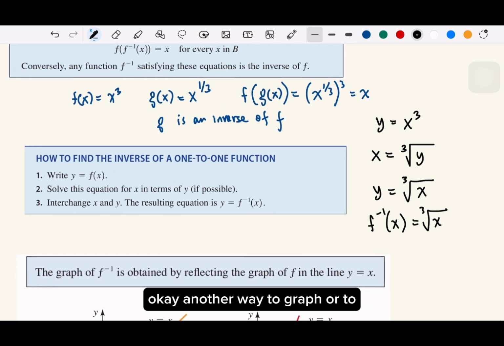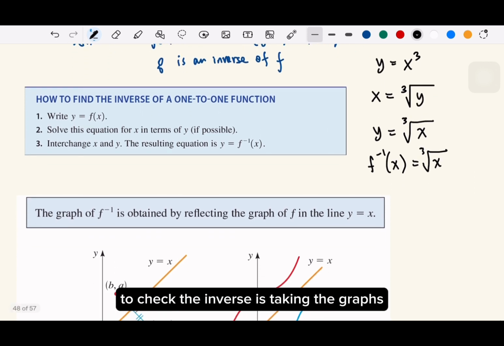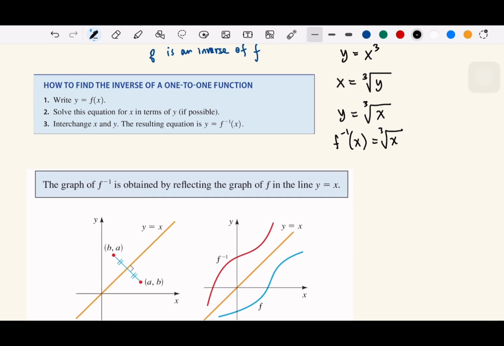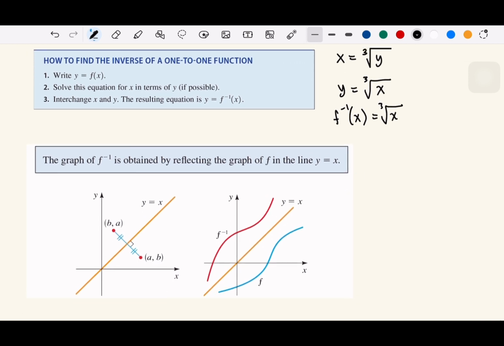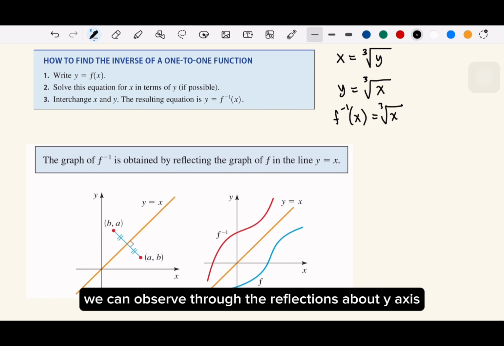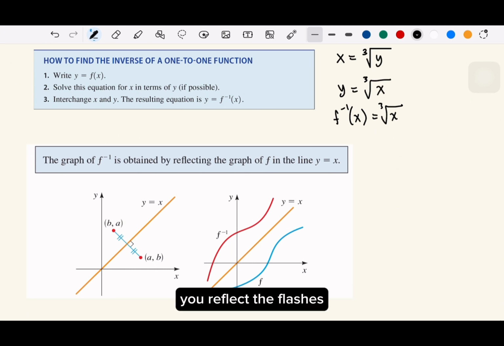Okay, another way to check the inverse is by taking the graphs. The inverse we can observe through reflection about the line y equals x. So you have any function, you draw the y equals x, and the inverse is on the other side. Okay, you reflect the function.